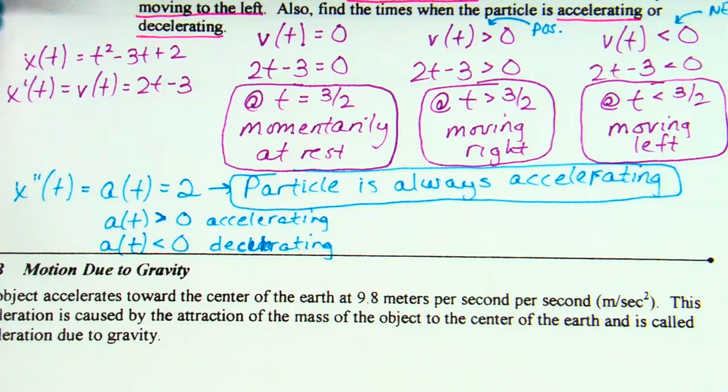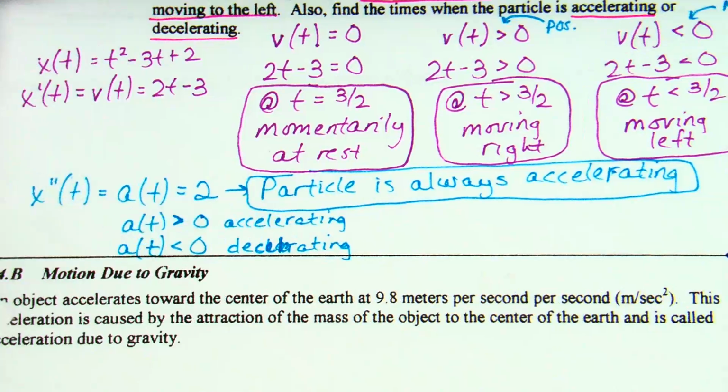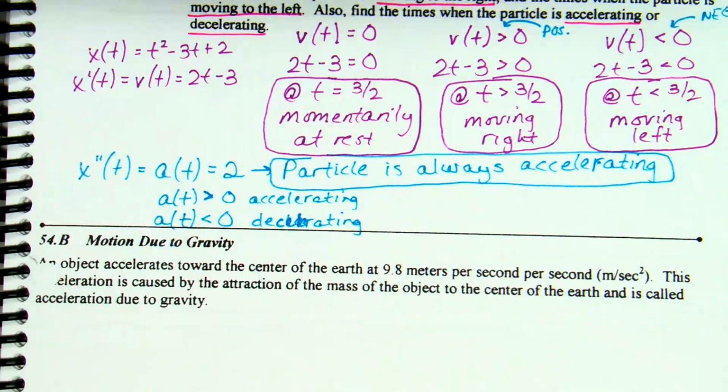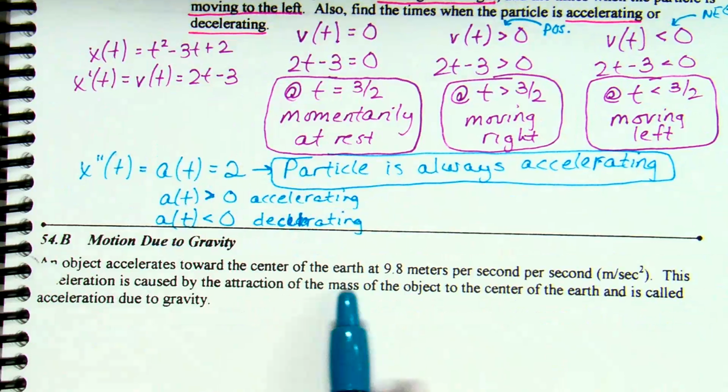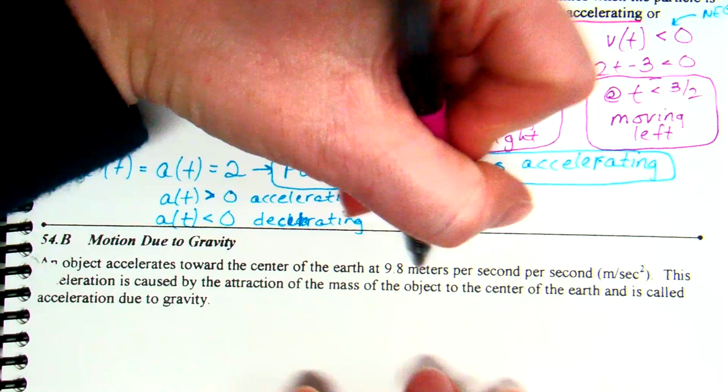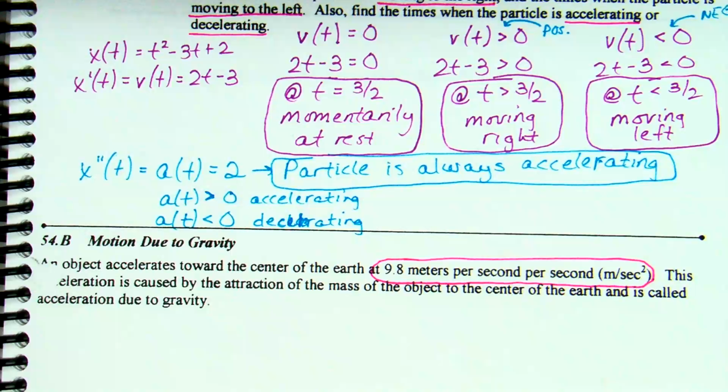Before we flip to the back side, we've got to read this little blurb here. Okay, acceleration due to gravity. An object accelerates towards the center of the Earth at 9.8 meters per second per second, or in other words, meters per second squared. You often see that 9.8 come up in physics problems, math problems. This acceleration is caused by the attraction of the mass of the object to the center of the Earth and is called acceleration due to gravity.